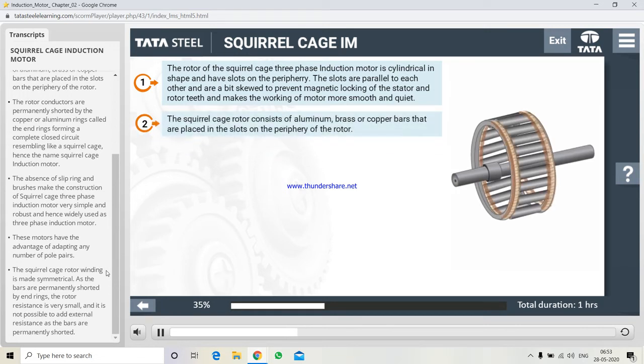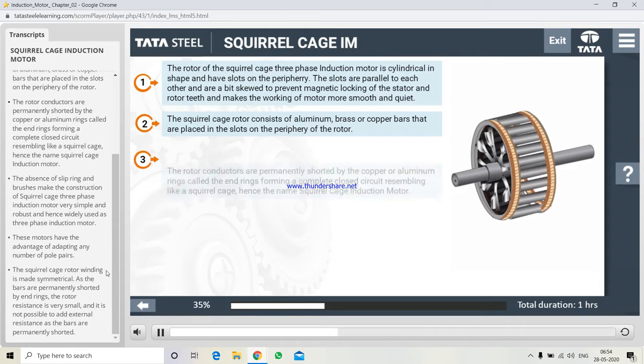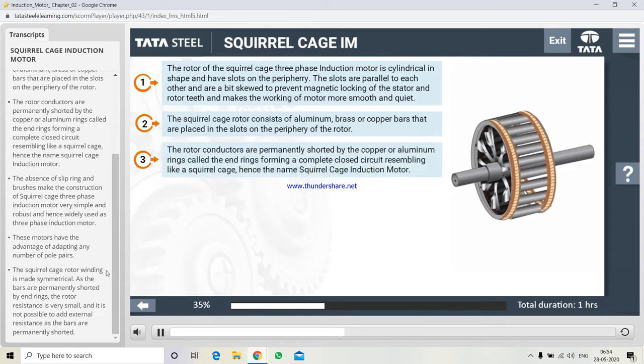The squirrel cage rotor consists of aluminium, brass or copper bars that are placed in the slots on the periphery of the rotor. The rotor conductors are permanently shorted by copper or aluminium rings called the end rings, forming a complete closed circuit resembling a squirrel cage, hence the name squirrel cage induction motor.